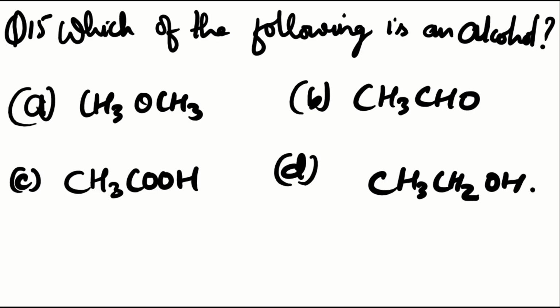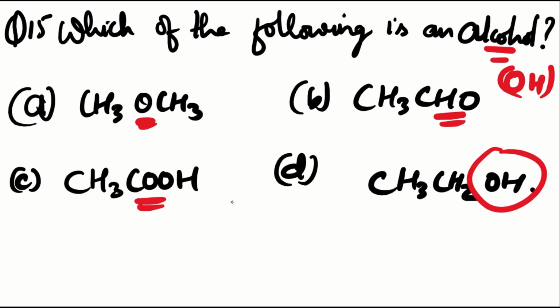Finally, the last question of group A, question number 15. Which of the following is an alcohol? To check for alcohol, we have to check the OH group. Number B is CHO, it's an aldehyde, then a ketone, a carboxylic acid, and OH is over here. The correct option is D. So the name of this alcohol is ethyl alcohol or ethanol.